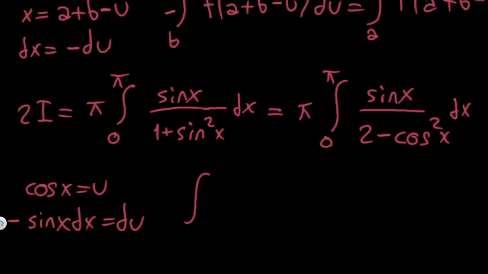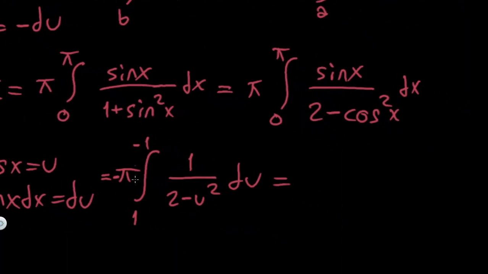So now let's see what my new integral is. My bounds are also going to change. If I put x equal to 0, I will get 1. And if I put x equal to pi, I will get minus 1. I also have pi from this part. So my integral is going to be 1 over 2 minus u squared. I also have dx equal to minus du, so there's a minus here, du, and now I can just change the order of integration again.